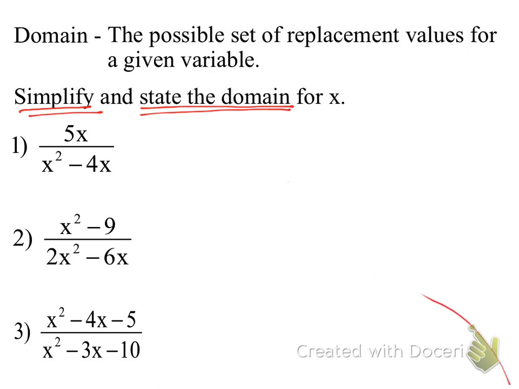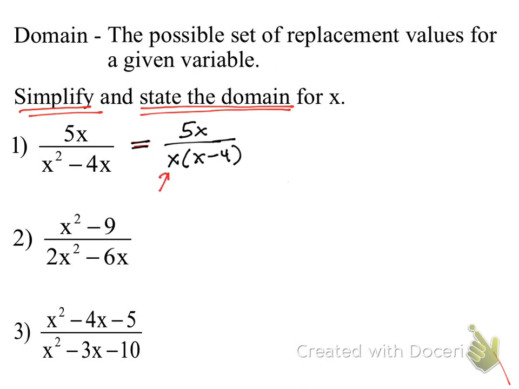Okay, so before we can truly simplify, we have to factor this. And what can I factor out? What can I factor out there? Anything in the numerator? In the denominator? X times x minus 4. At this point, before you cross cancel, this is where you determine domain.